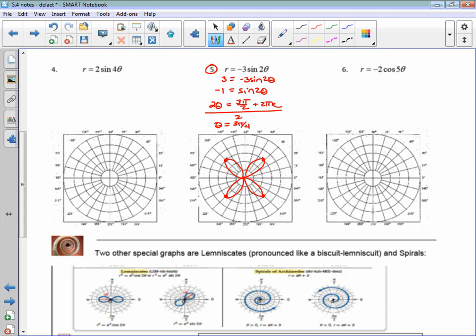So now think about what's 360 divided by 5. So you're going 72 degrees in between each petal. I know that's ugly. So it's not going to be exact, but you should be in between the right 2 grid marks. You know what I mean? All right, we okay?